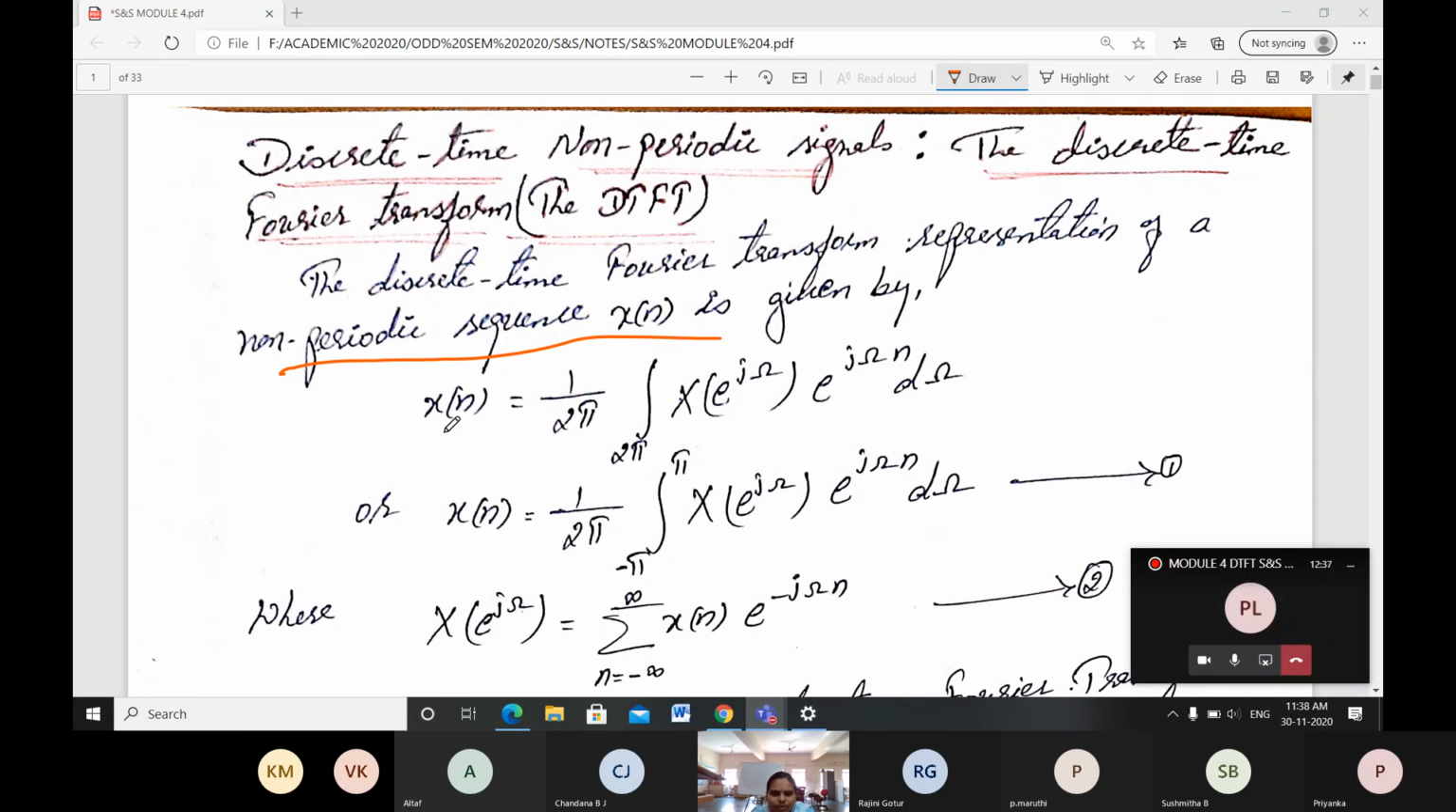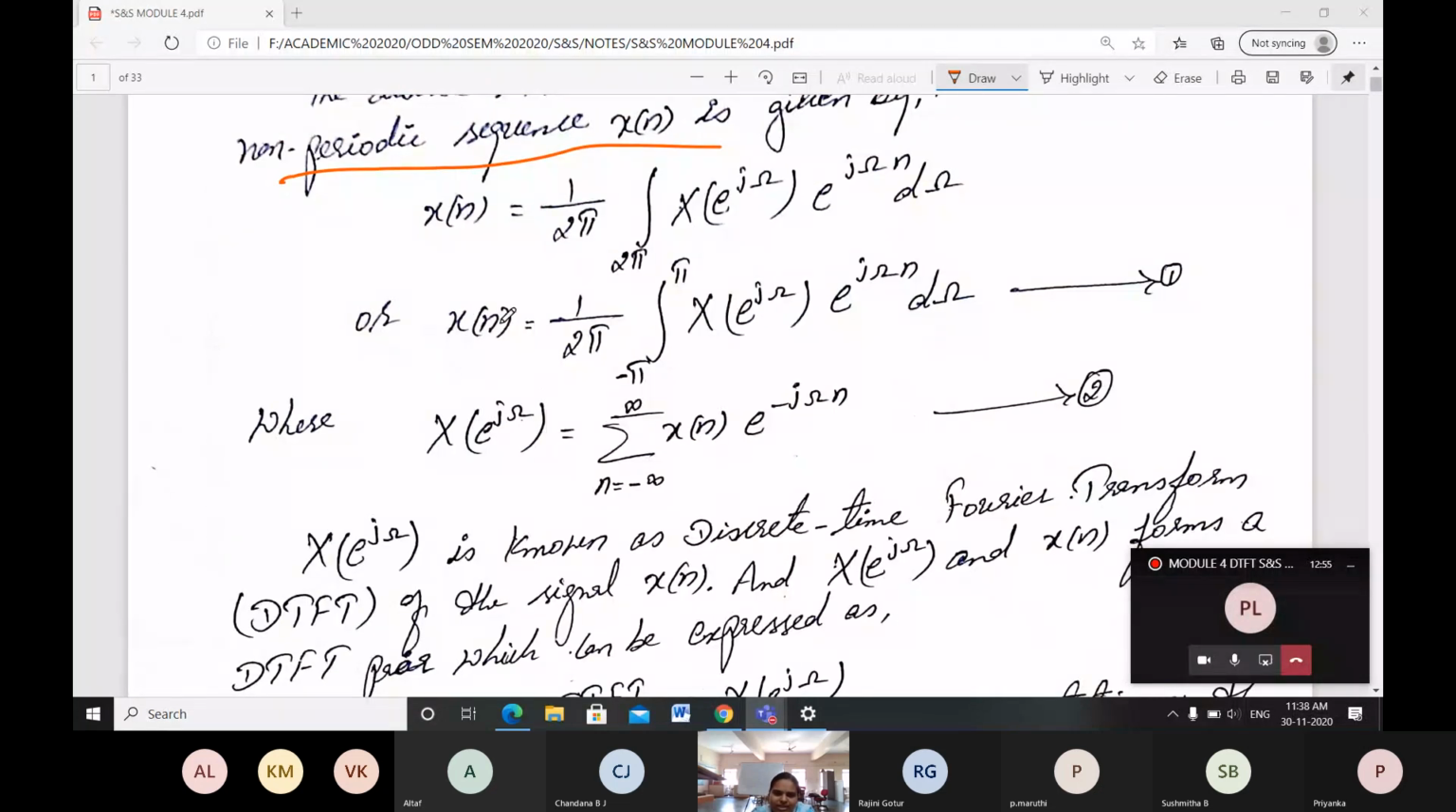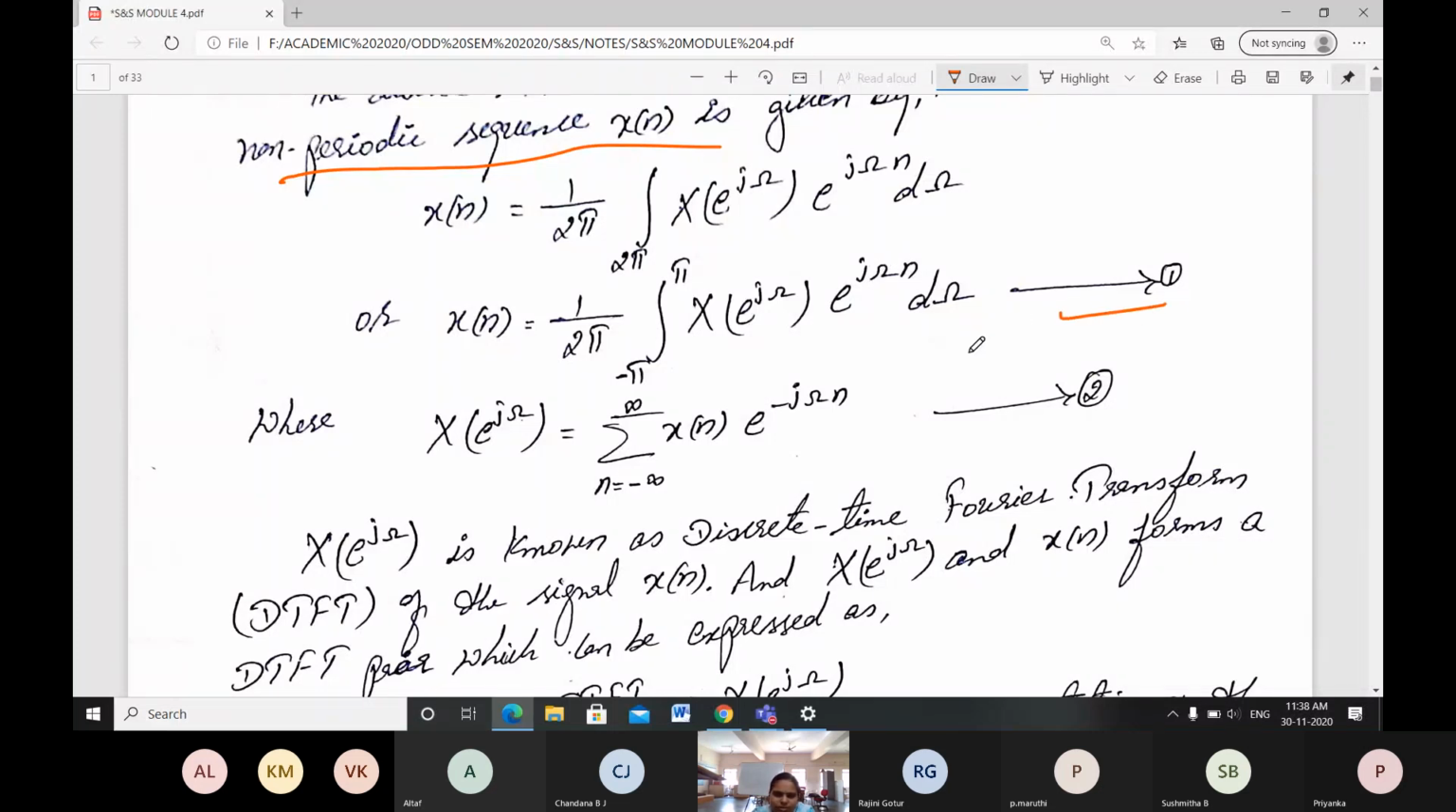It's given by x of n is equal to, observe here, 1 divided by 2 pi, integration varying from 0 to 2 pi, X of e raised to j omega into e raised to j omega n into d omega. Or I can write the equation as x of n is equal to 1 divided by 2 pi, integration from minus pi to plus pi, X of e raised to j omega, e raised to j omega n d omega. This I will take as equation 1.